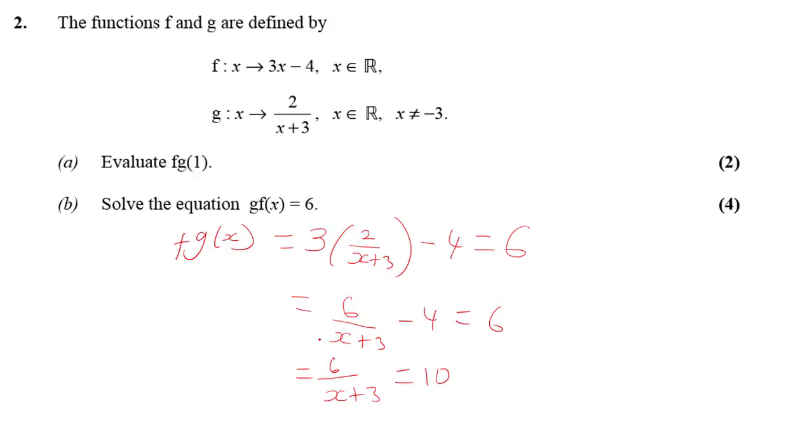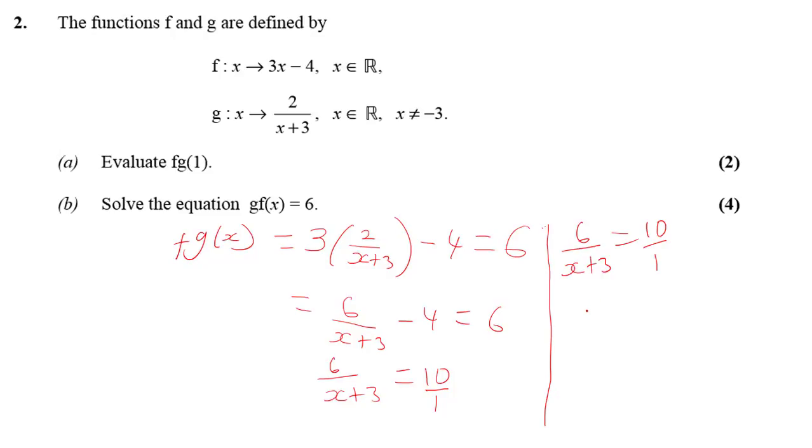Now the next thing you need to do is to times both sides by x plus 3. In other words, you times this side by x plus 3. That can be 1 if you want. Okay. So let's move on now. Carry on from there, picking up from there, it becomes 6 equals 10 over 1 times x plus 3.